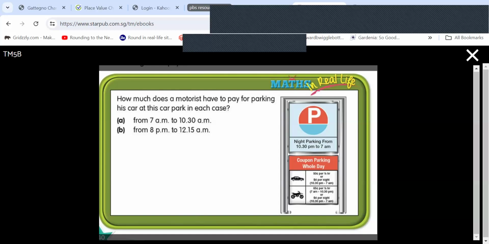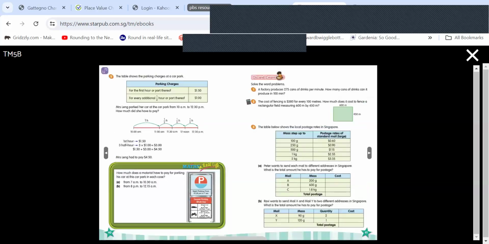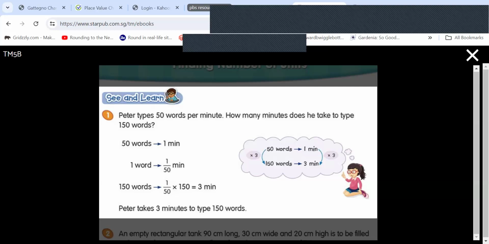But this part is very hard to calculate. So I'm going to skip this first and go to the one level down, less difficult part. Which is here. What's the title for this? Finding number of units. So this is the next part. So we are finding rate, finding total, and now finding number of units.